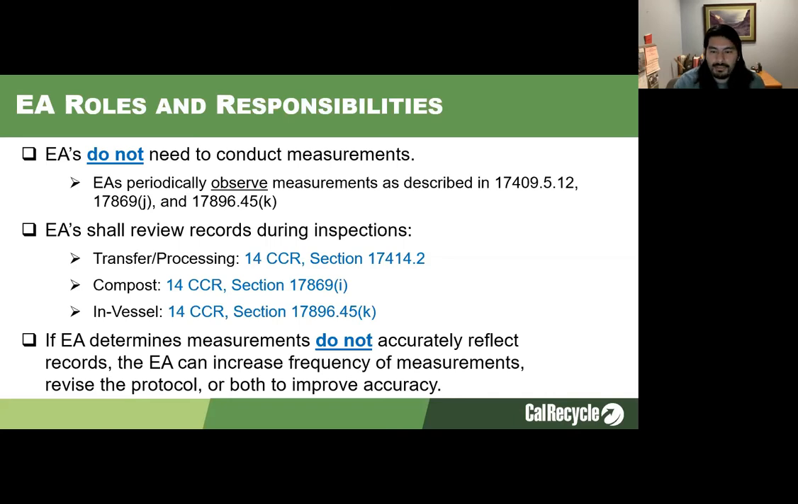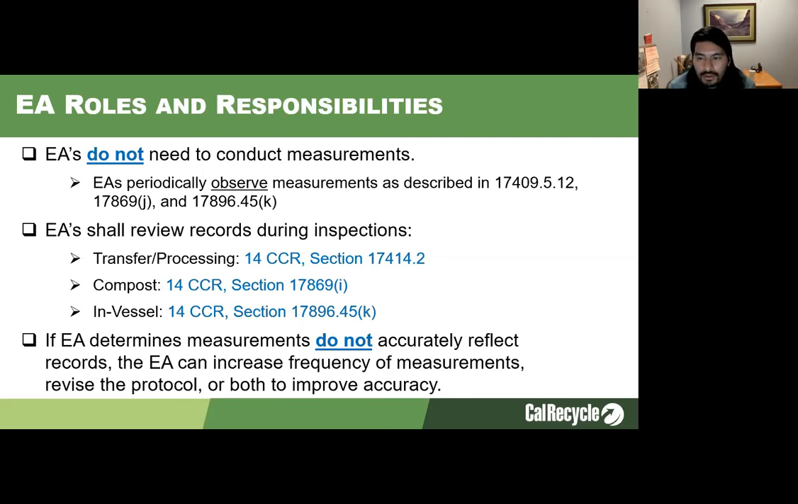So there was an amendment made adding subdivision A9, which speaks to the EAs periodically observing measurements at a frequency described in the following sections: 17409.5.12, that's under the transfer processing regulations; 17869J, that's under the composting regulations; and 17896.45K, that's under the in-vessel digestion regulations.